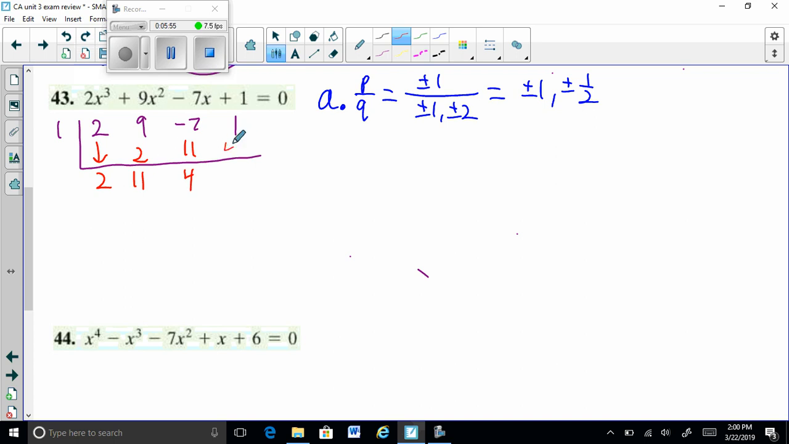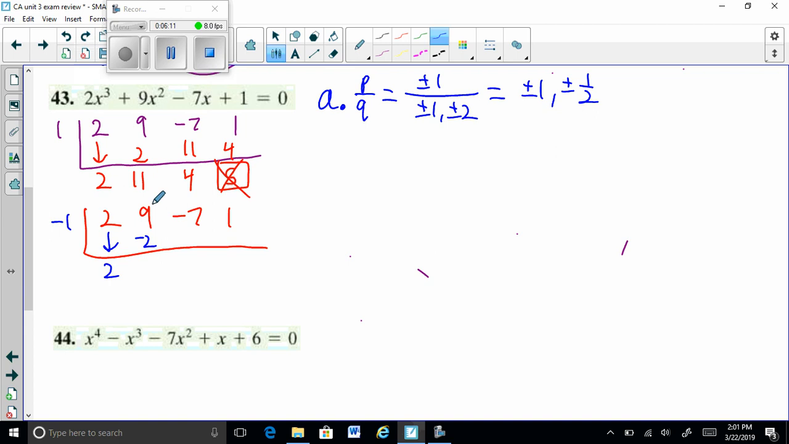And so it looks like this first 1 is not going to work. 1 does not work. So we'll go ahead and try -1. It looks like -1 is not going to work either. Okay, so now I'm going to have to try the fractions.